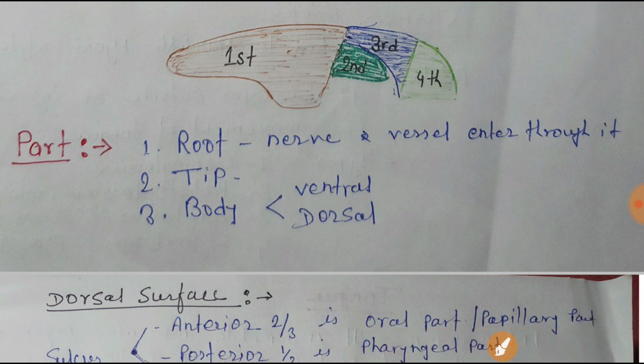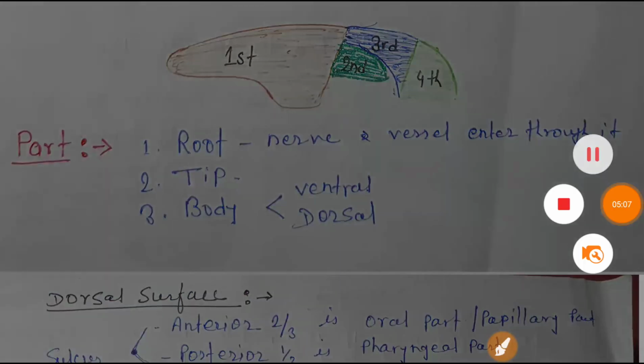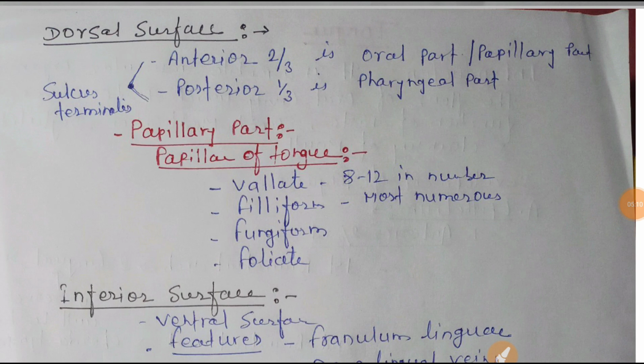Next is the tip, and the body. The body is divided into the ventral part and the dorsal part. This is the dorsal part. This is the ventral part. The dorsal surface has the anterior 2/3 and posterior 1/3. The anterior 2/3 is the oral or papillary part, while the posterior 1/3 is the pharyngeal part.